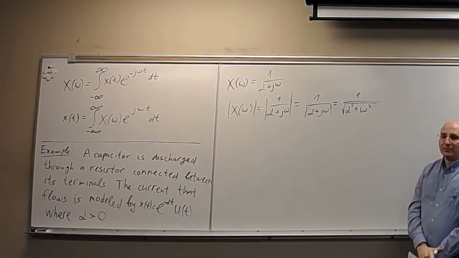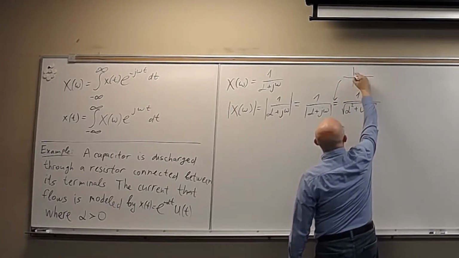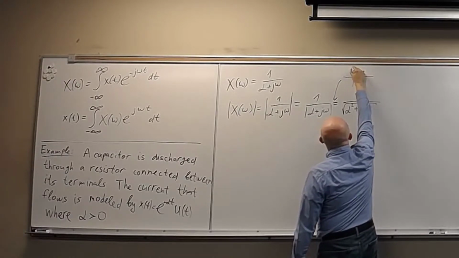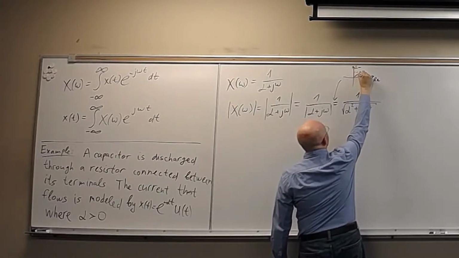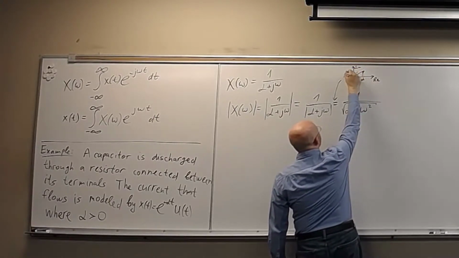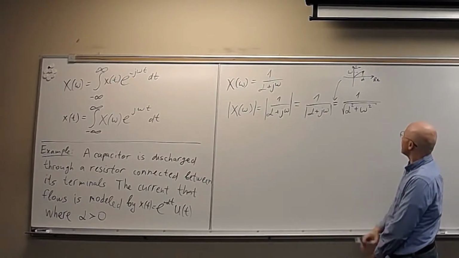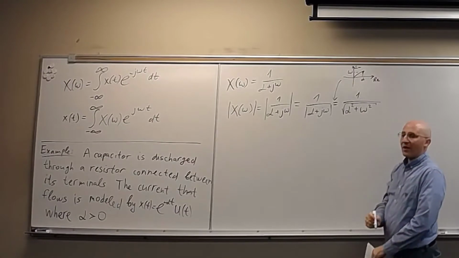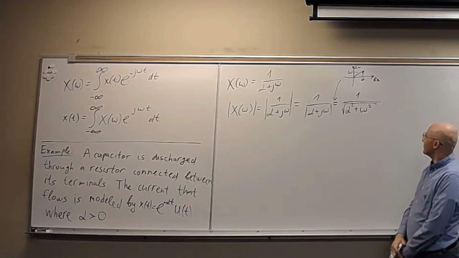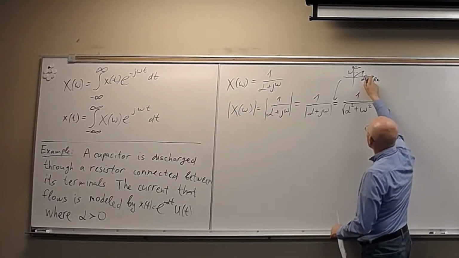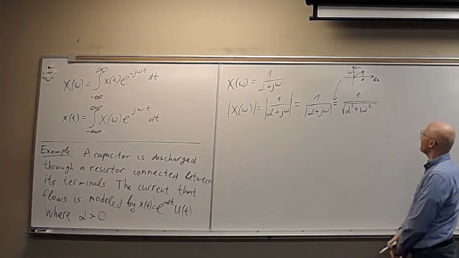Why is that? It's a complex number. This one is real, this is imaginary. This is alpha, this is omega. So what is the size of the vector? Pythagoras here. So it's alpha squared plus omega squared, which means you're taking the square root of that.